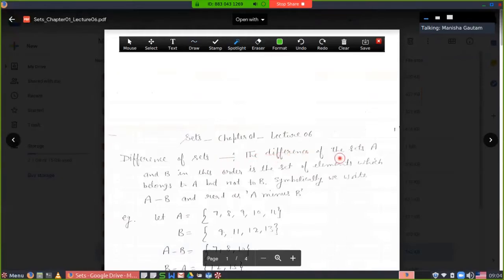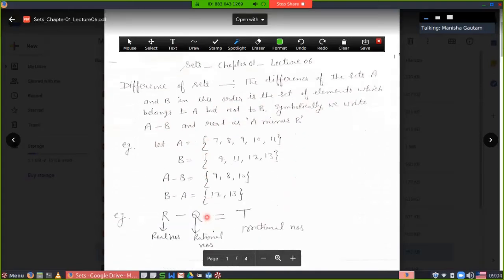The difference of sets A and B, in this order, is the set of elements which belong to A but do not belong to B. Symbolically, we write A minus B and read it as A minus B. For example, let A have elements 7, 8, 9, 10 and 11, and B have elements 9, 11, 12 and 13. You want to calculate A minus B.